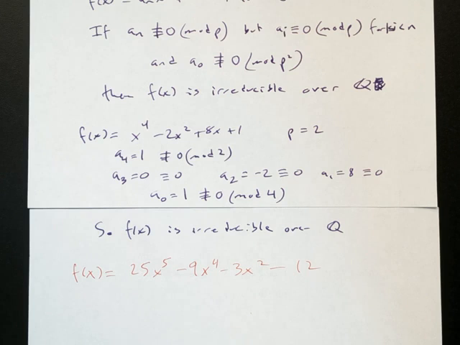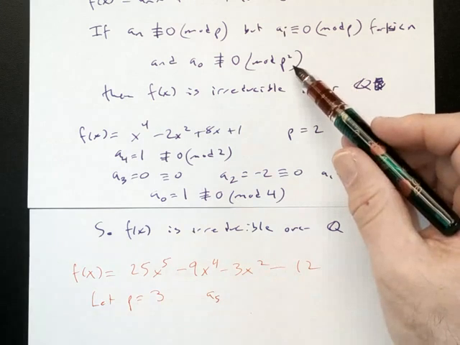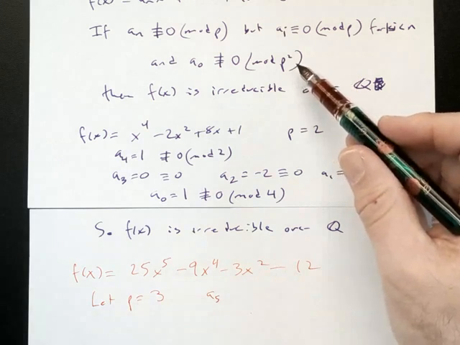Pick a prime number that divides not the first one, not the last one, but the ones in the middle. Nice and easy, right? Pick 3. Let's see if we pass the Eisenstein criterion. Boom, 3 divides 12. But the last number, oh, the last number squared. I look at p squared. Whew, I got away with it.